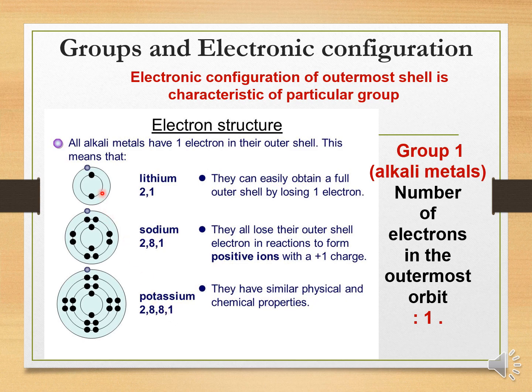Let us find out the electron structure. In lithium, the first orbit contains 2 electrons and the second orbit contains 1 electron, so the electronic configuration is 2, 1. In sodium, the electronic configuration is 2, 8, 1. In potassium, it is 2, 8, 8, 1. So what is the similarity? Yes, the outermost orbit has 1 electron each.